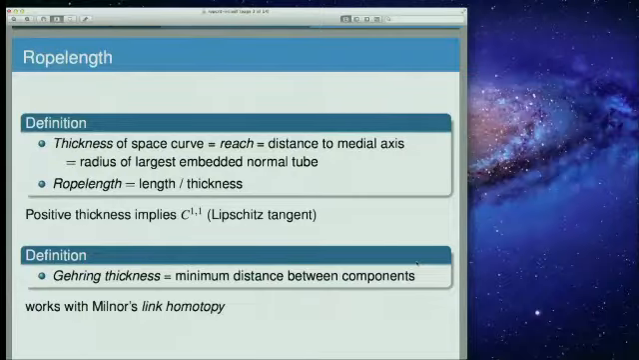Really, the idea of reach goes back to Federer, and he has this general idea that positive reach should mean a C^{1,1} submanifold. Of course, it might have different pieces of different dimensions, and it's a little complicated, but for the curve case it's clear. Positive thickness means you're an embedded C^{1,1} curve, meaning your tangent vector is a Lipschitz function of arc length. And a simpler related problem is the Gehring thickness, simply the minimum distance between two components in a link.